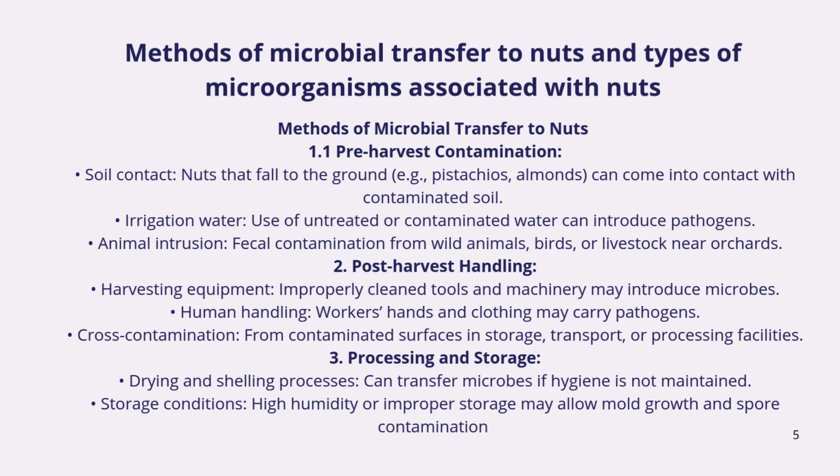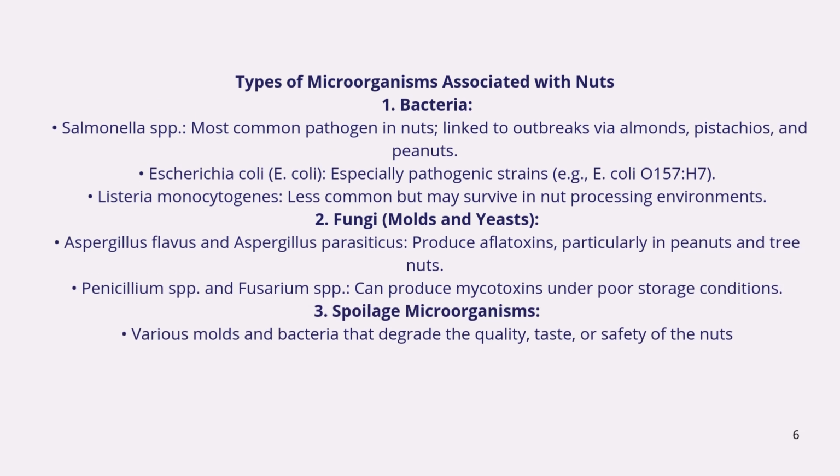Let's talk about how microbes get into nuts and what types they are. Did you know that nuts, even though they are considered a healthy snack, can be exposed to harmful microbes? Well, microorganisms can reach a nut in many ways. Before harvest, through contaminated soil, dirty irrigation water, or animals entering the field. After harvest, they can be transferred through unclean equipment, human hands, or poor storage conditions.